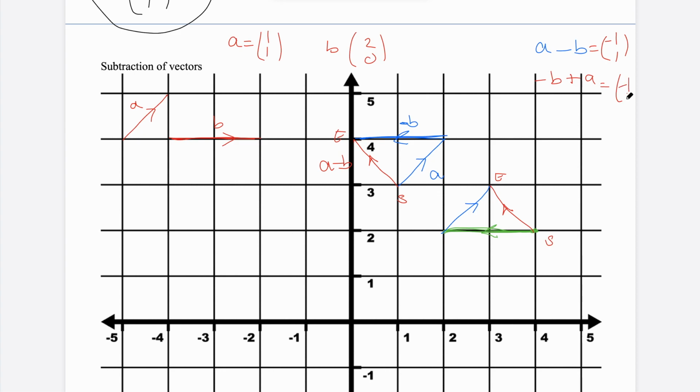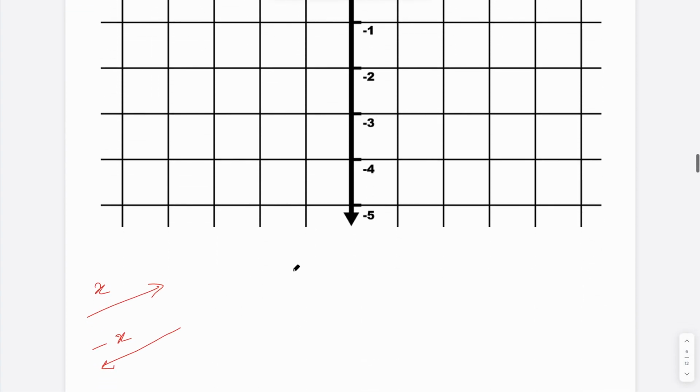Either way you do it, you get the same answer. And if we need to solve it here, A minus B, A is (1, 1), B is (2, 0). So 1 minus 2 is minus 1 and 1 minus 0 is 1.